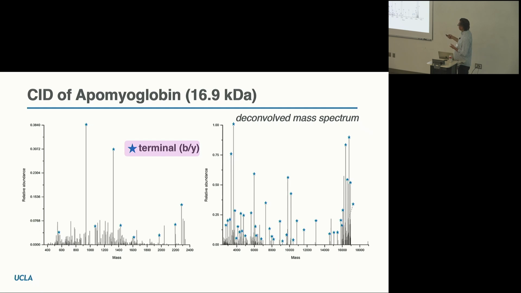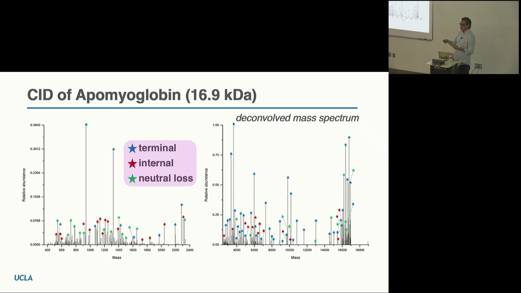So here's a raw spectrum, or rather this is the deconvolved mass spectrum, so this is in the mass domain. This is just CID of apomyoglobin, a single chain protein. And all of the peaks labeled with a star represent normal terminal b and y fragment ions. So there are lots of peaks here that are unassigned. And if we turn on our CLIPS MS program, then we can assign almost all of the peaks. These are either internal fragment ions or neutral loss, meaning loss of water, loss of CO2, or loss of CO from an internal fragment ion. And so we can assign most of the peaks now in a top-down mass spectrum.